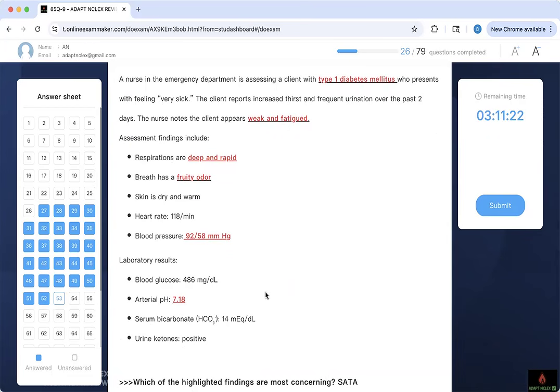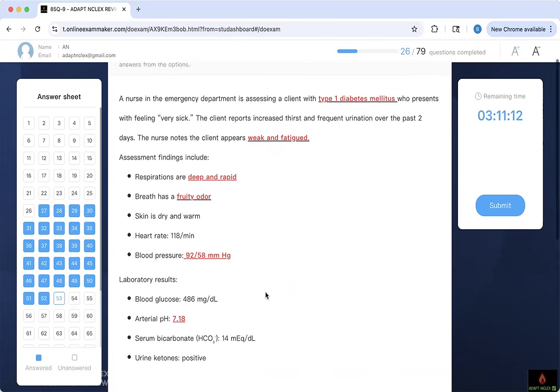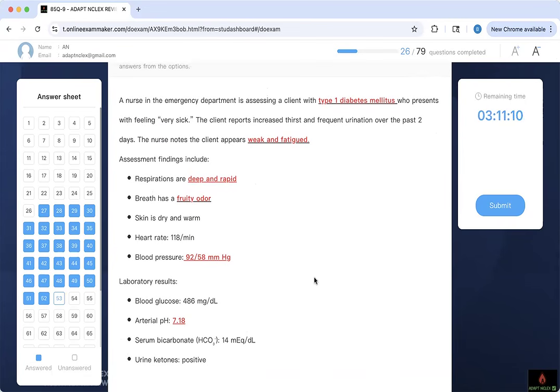It's a long question. Physiological adaptation. You see questions like that, take your time, read it. I intentionally said it like that. There's some that is highlighted. It's there for a reason. A nurse in the emergency department is assessing a client with type 1 diabetes who presents with what? Feeling very sick. The client reports increased thirst and frequent urination over the past 2 days.